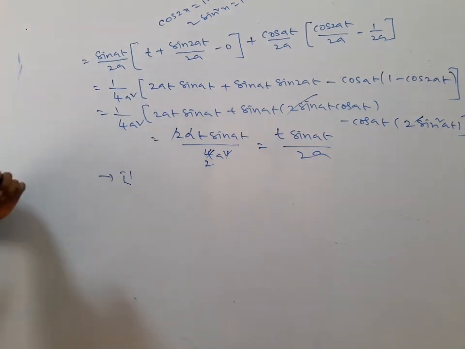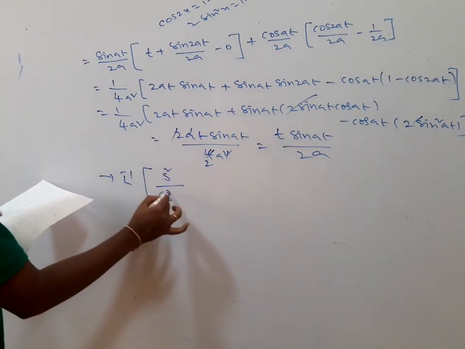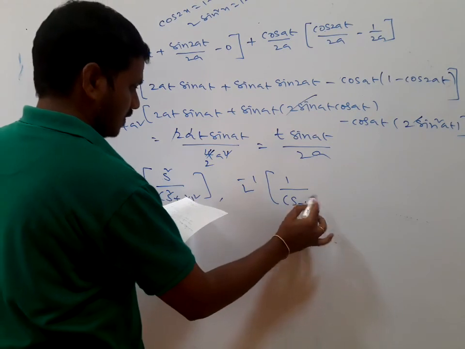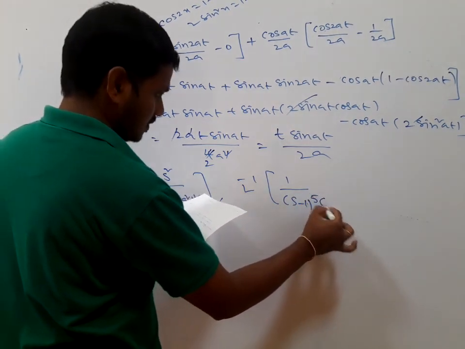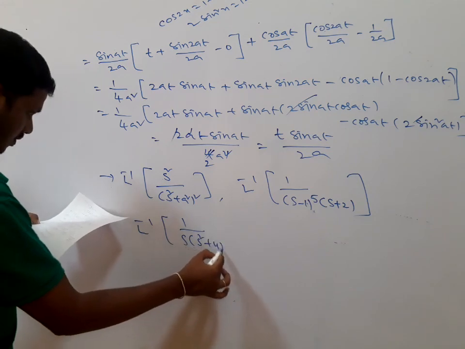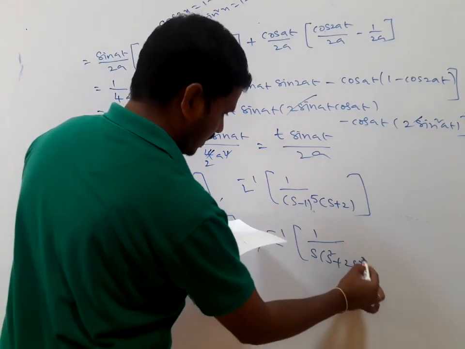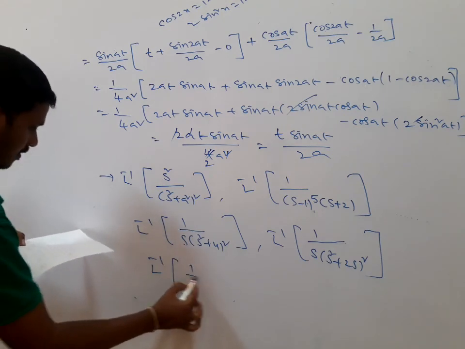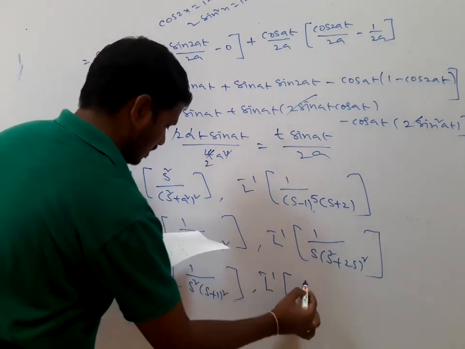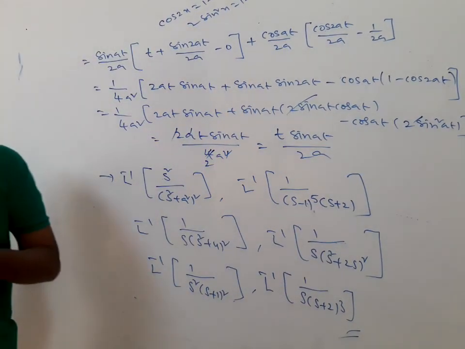Evaluate L inverse of the same way s square divided by s square plus a square whole square. L inverse of 1 by s minus 1 whole to the power of 5 into s plus 2. L inverse of 1 by s into s square plus 4 whole square. L inverse of 1 by s into s square plus 2s whole square. L inverse of 1 by s square plus 1 whole square. L inverse of 1 by s into s plus 2 whole cube. These problems, right? This is about the convolution theorem and problems.